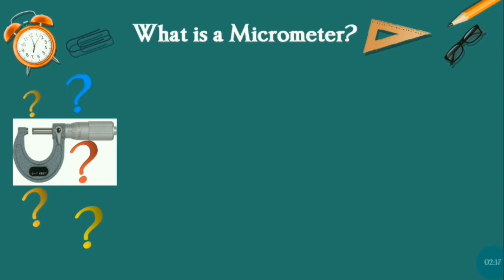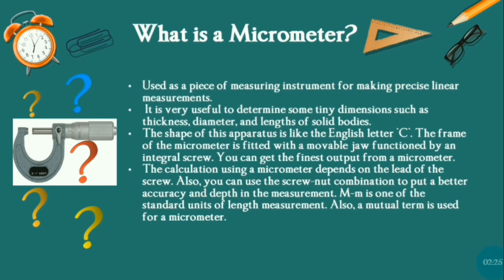What is a micrometer? So what do you think is a micrometer? Okay. So micrometer is used as a piece of measuring instrument for making precise linear measurements. It is very useful to determine some tiny dimensions such as thickness, diameter, and lengths of solid bodies. The shape of this apparatus is like the English letter C.